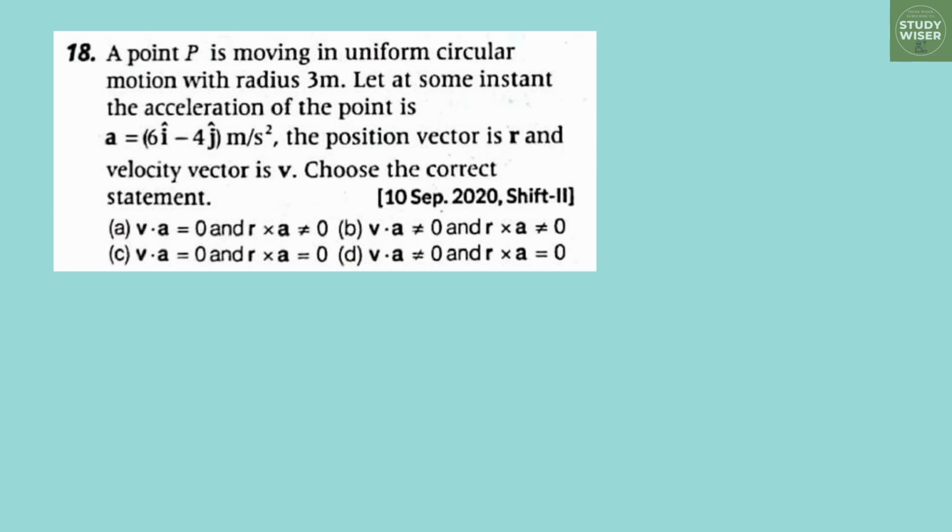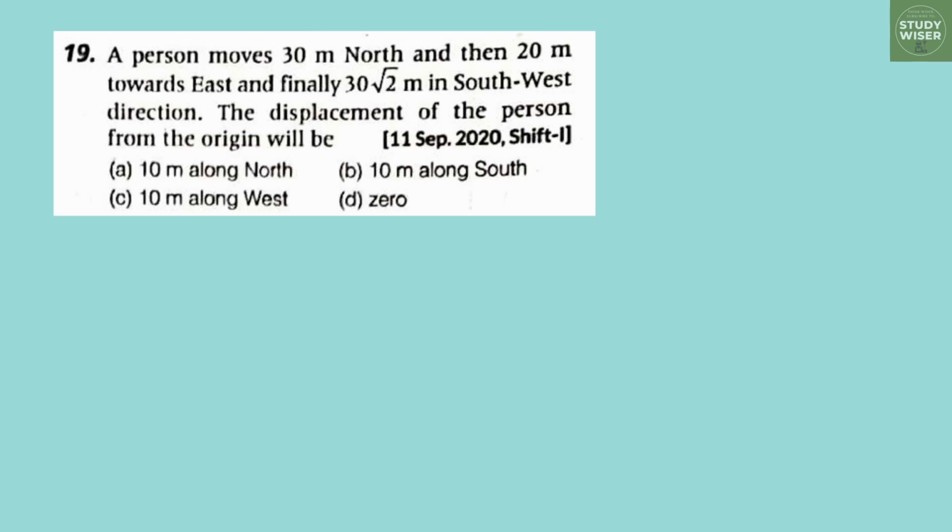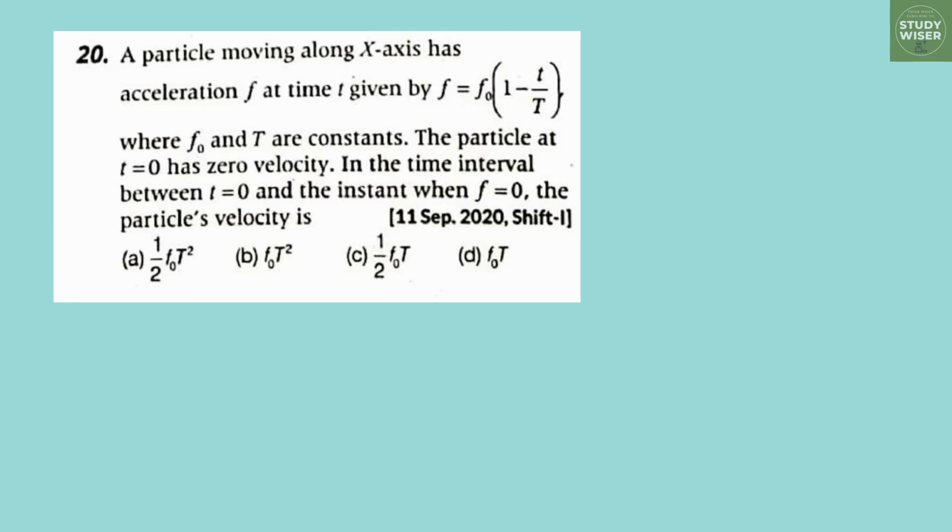A point P is moving in uniform circular motion, radius 3 meters. Let at some instant the acceleration of the point is a is equals to 6 I cap minus 4 j cap meter per second square. The position vector is r and velocity is v. Choose the correct statement. 19th question వచ్చేసి ఇది. A person moves 30 meter north and 20 meter toward east and finally 30√2 meter in southwest direction. The displacement of the person from the origin will be. And this is the 20th question, last question.